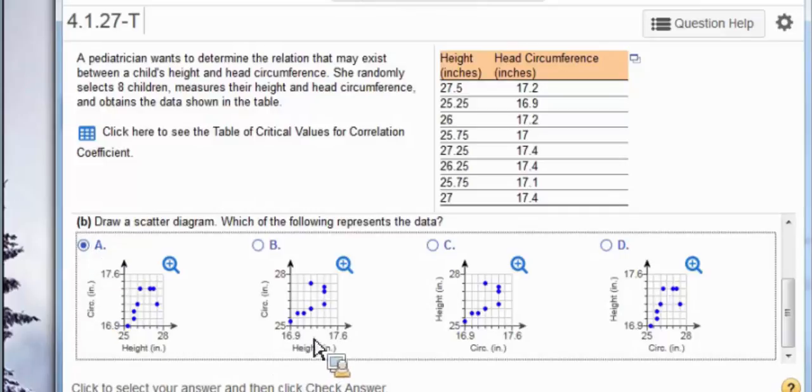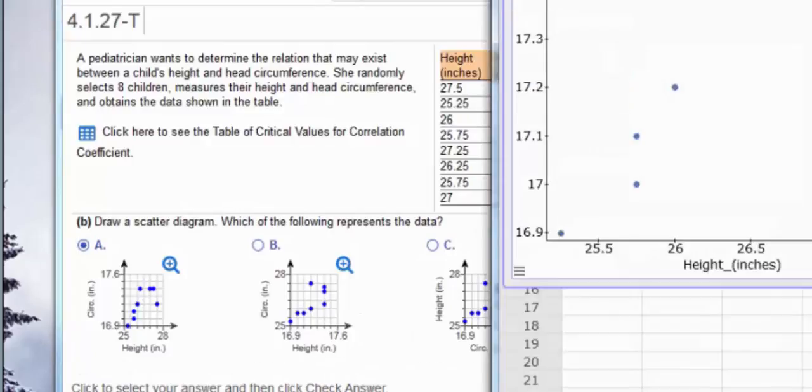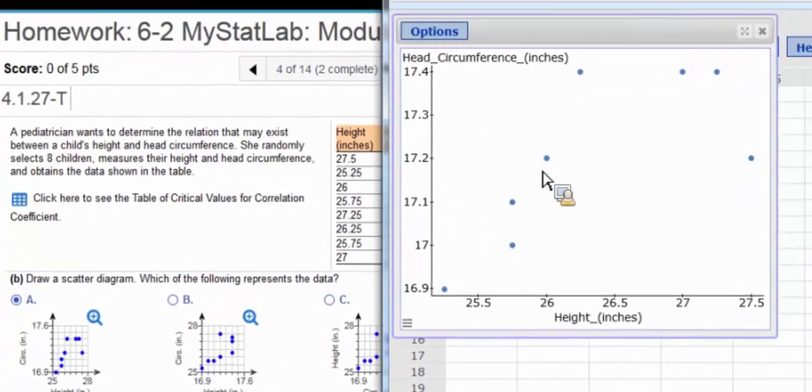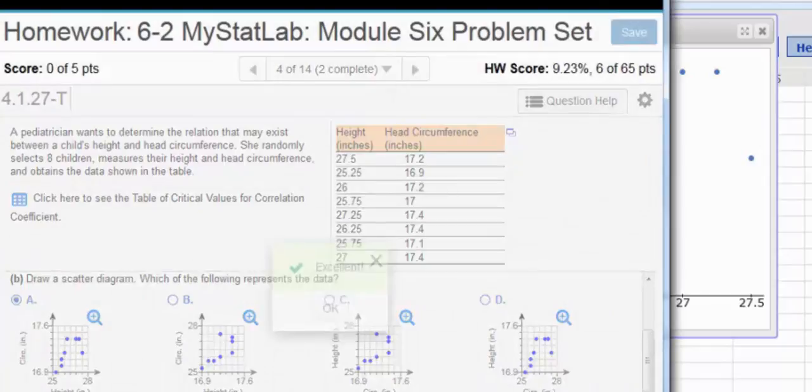And I agree, Nadine. This does not look linear to me. It kind of looks linear up to a certain point. It's almost like if the kid is shorter, then the head may be somewhat smaller. But once the kid is a regular height to taller than usual, the heads are the same size. Okay, check answer.